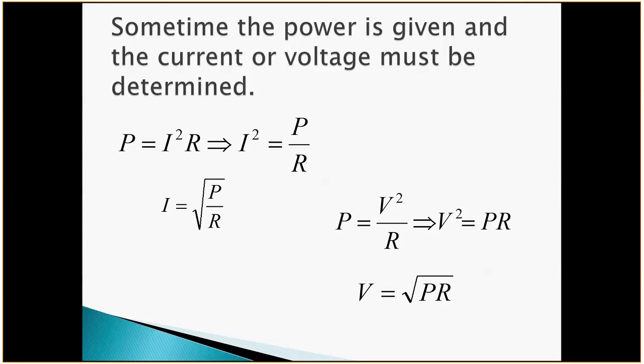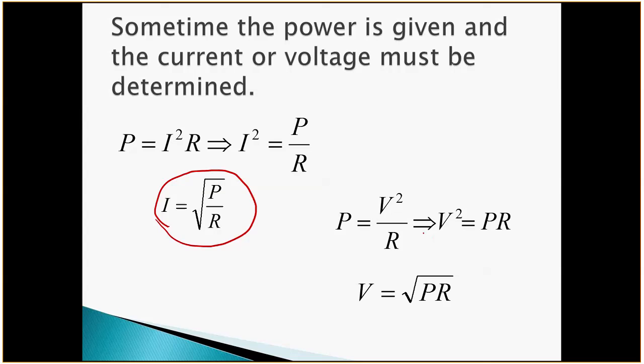Sometimes the power is given and the current or voltage must be determined. So let's look at that. If I know that power is equal to I squared R, then solving for I squared, that's power divided by resistance. I can come up with an equation that if I'm given power and resistance, I can determine the current because it's the square root.